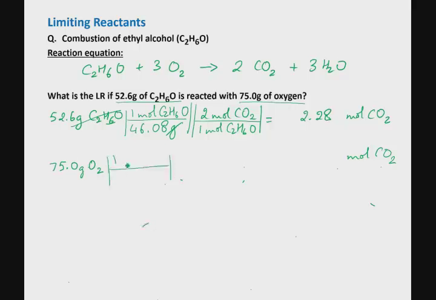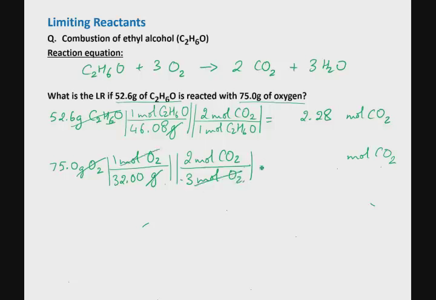Oxygen can be similarly converted into moles. Please remember it's O2 and not O, hence 32, not 16. And then this can be converted into moles of CO2, and we need the molar ratio from the coefficients. When you calculate this and round it to three significant figures, we get that.